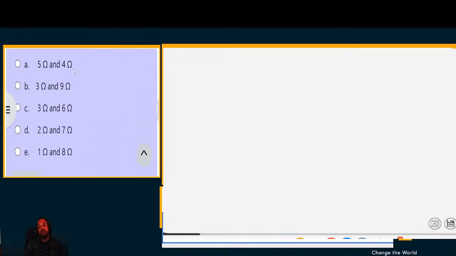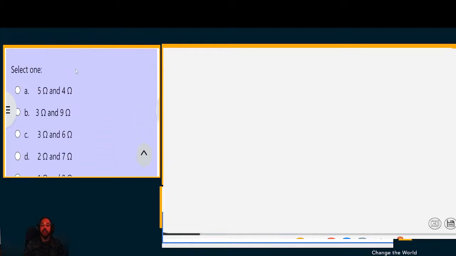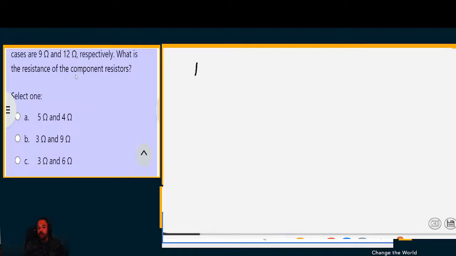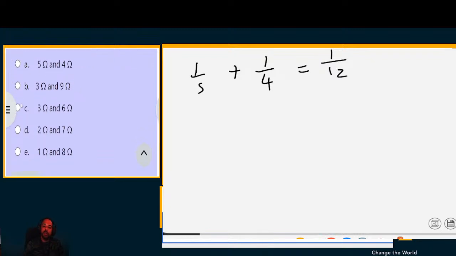Okay, 5 plus 4 in series is 9, yes. But if you add them in parallel, 1 over 5 plus 1 over 4, it should give you 1 over 12, which is not the case. So that one is gone. 3 plus 9 in series is not. 3 plus 6 in series is exactly 9. So 3 and 6 is an option. 2 and 7 is an option. 1 and 8 is an option.